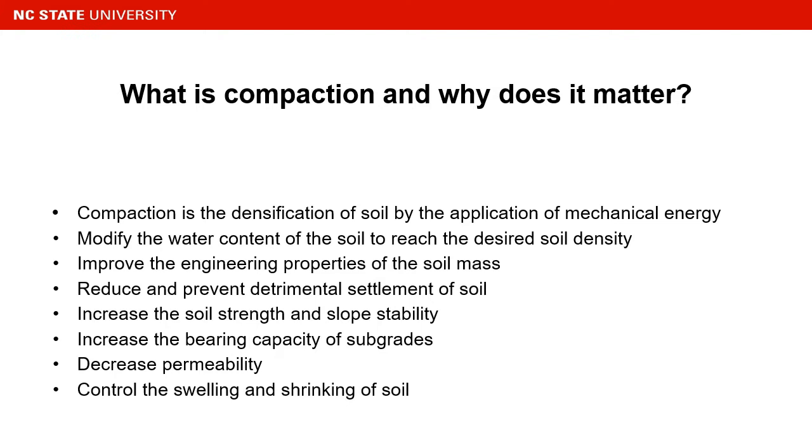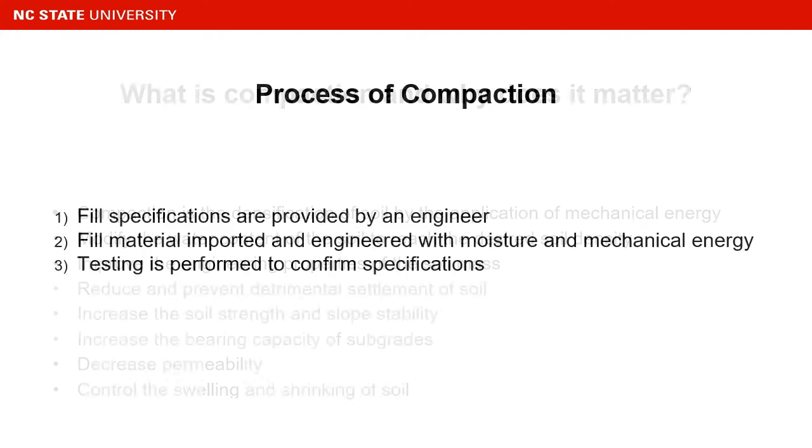The objective of both of these variables is to improve the engineering properties of the soil mass so you can build that perfect sandcastle. The result of this can reduce and prevent detrimental settlement of soil, increase the soil strength and slope stability, increase the bearing capacity of subgrades, decrease permeability, and control the swelling and shrinking of soil.